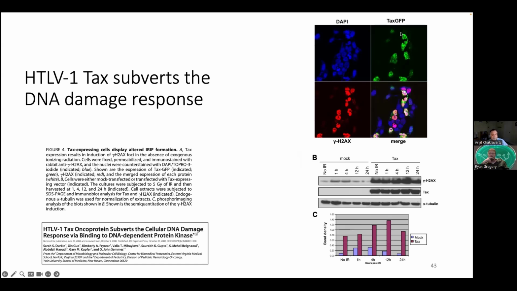And green is the cells that have Tax transfection, so the oncogene transfected. What they show over here is that the cells that have the oncogene in them have more DNA damage. You can also see that over here in the Western blot, where the oncogene is present with irradiation, which you can see on this side, you get a more pronounced DNA damage. But the funny thing is you also get that without irradiation as well. So what you're seeing is altered formation of DNA damage response markers.